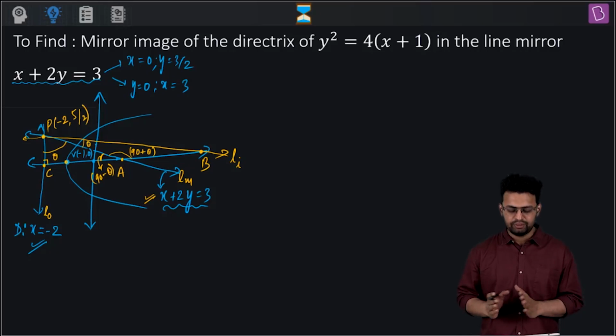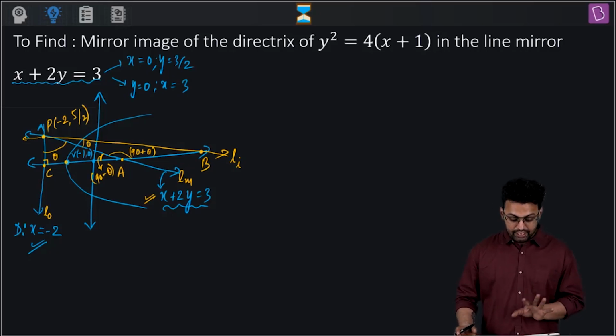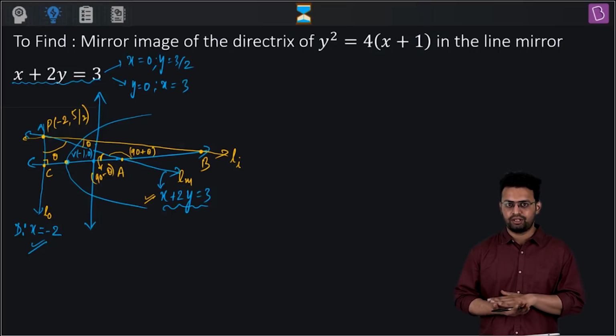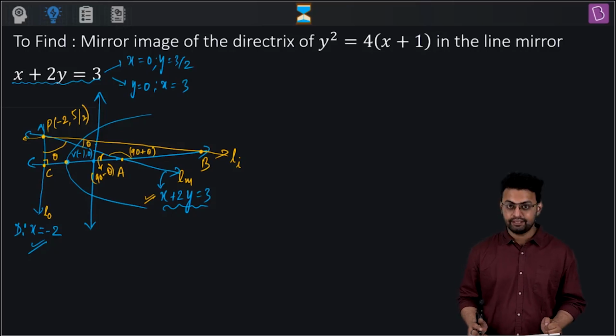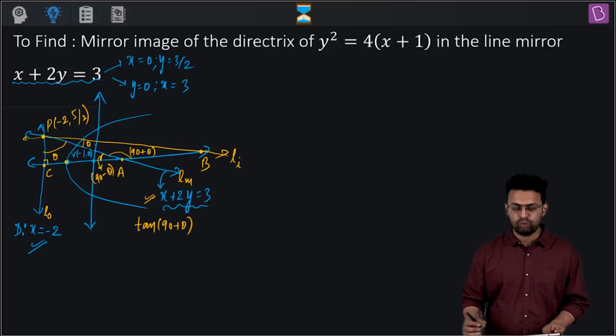Clear? You add both the angles, you will get 180 degrees. So angle PAB is 90 plus theta. And if you have a very careful look at the angle PAB, this is the inclination of the mirror line with respect to the x-axis. So that means tan of 90 plus theta will give me the slope of the mirror line, right?